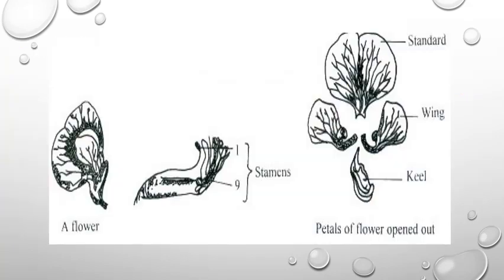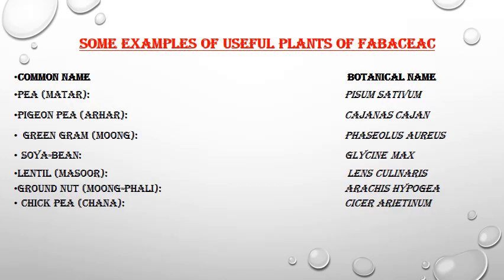This is the structure of family Fabaceae. Then some examples of useful plants of Fabaceae. Common name you can see on the left side and scientific name on the right side, like pea, Pisum sativum; pigeon pea, Cajanus cajan; green gram, Phaseolus aureus; soybean, Glycine max; lentil, Lens culinaris; groundnut, Arachis hypogaea; chickpea, Cicer arietinum.